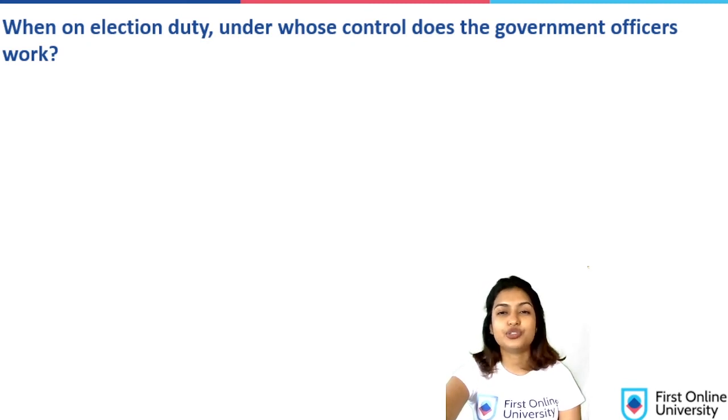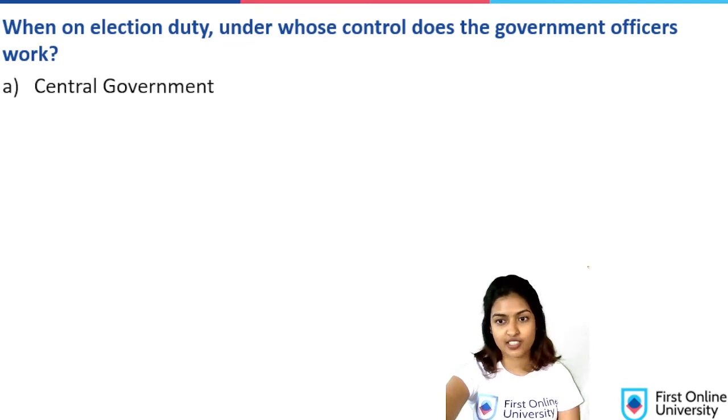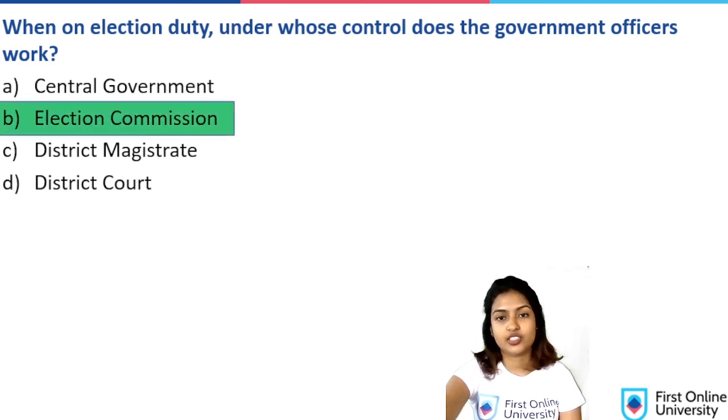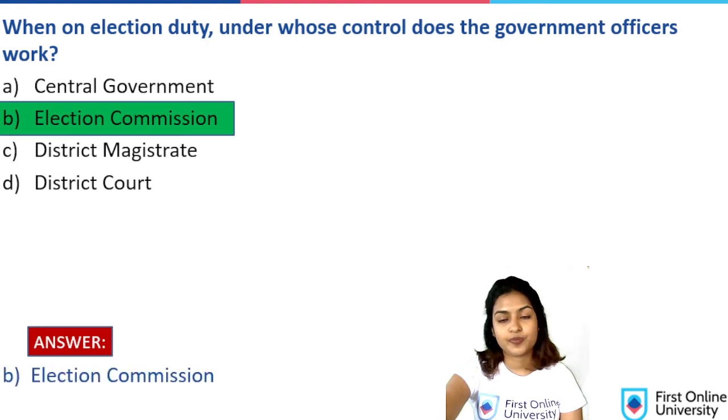When on election duty, under whose control do the government officers work? A. Central government. B. Election commission. C. District magistrate. D. District court. It is election commission. They work under the election commission as a transparency measure, not to involve any kind of corruption, and remain accountable to the election commission and not to the government.